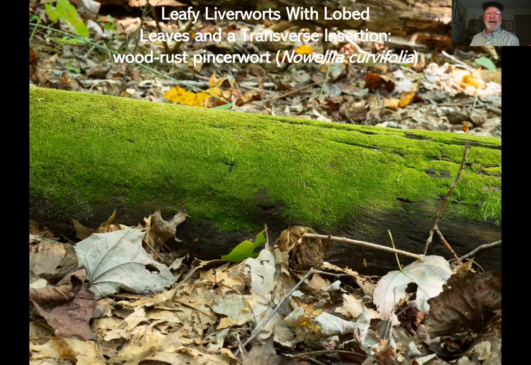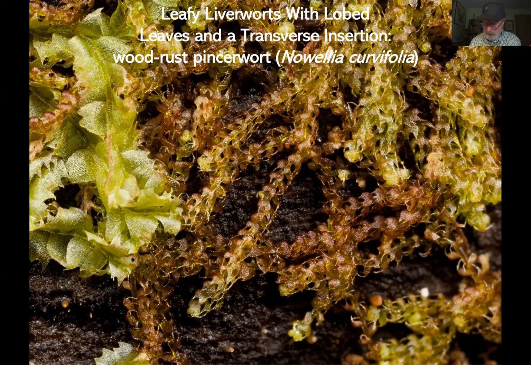This is what Nowellia typically presents itself as, a very dense and large green covering on logs. And you have to get really, really close, put your nose against the log and use your hand lens to see Nowellia curvifolia. And here's Nowellia growing with its friend, the Lophocolea heterophylla.